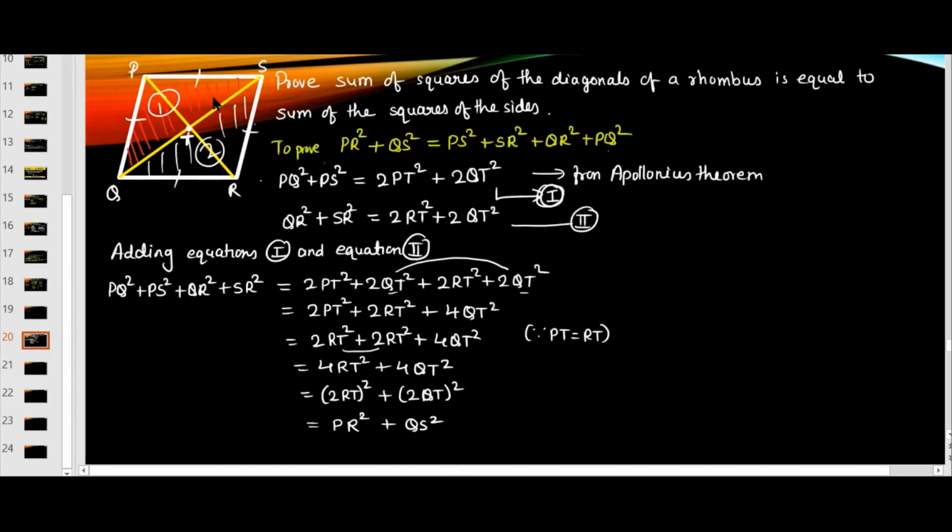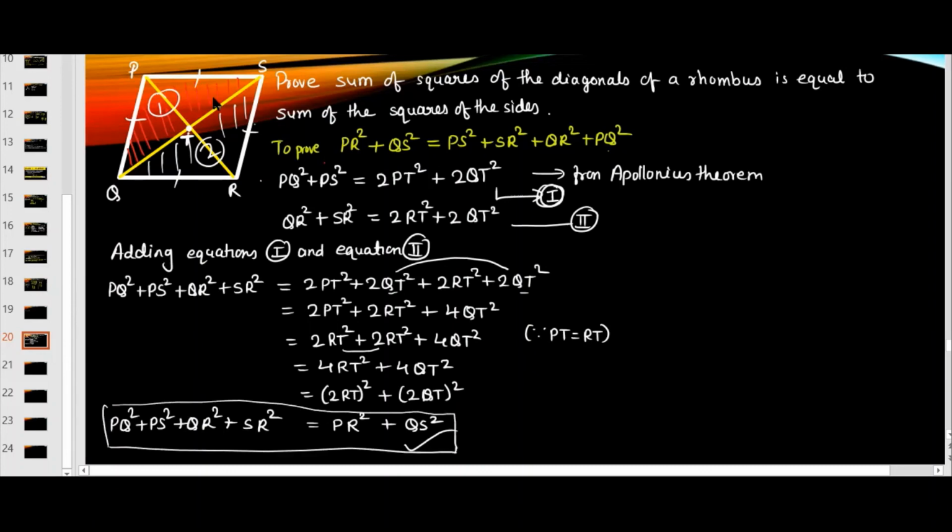So we already proved it. Left side is PR square plus QS square, which is equal to the sum of squares of all the sides of the quadrilateral, that is PQ square plus PS square plus QR square plus SR square. So we already got the answer. Please try to solve this by yourself and practice more and more so that we can solve more questions based on this.